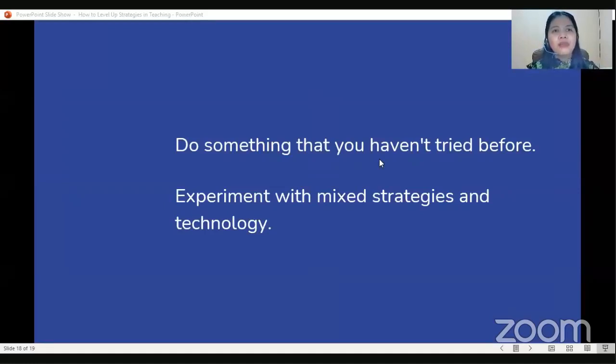And then before I teach my class, sinasabi ko sa kanila na you're not learning this just because you are a student or you're part of the academy or institution.